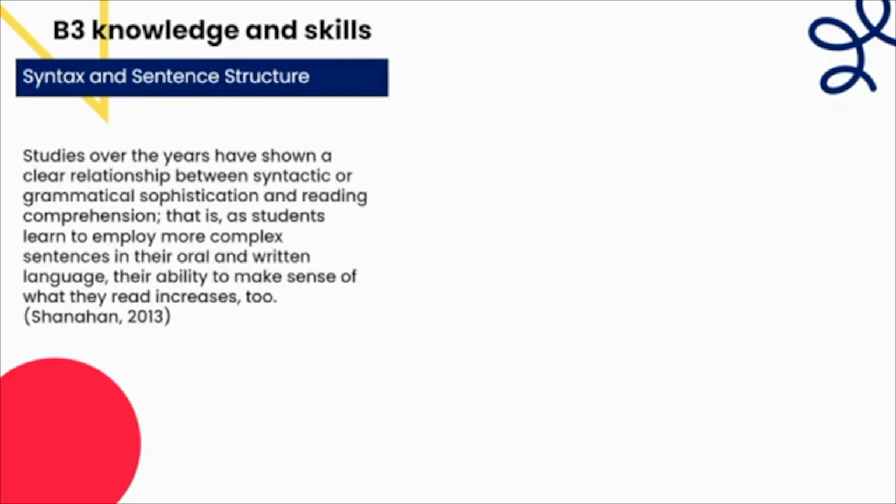Consider this quote from Tim Shanahan. Studies over the years have shown a clear relationship between syntactic or grammatical sophistication and reading comprehension. That is, as students learn to employ more complex sentences in their oral and written language, their ability to make sense of what they read increases too.